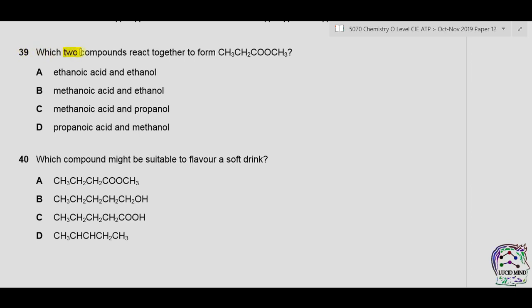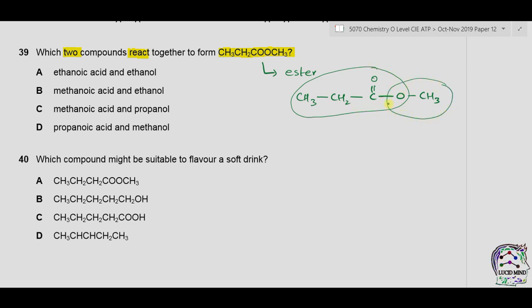Question 39. Which two compounds react together to form CH3CH2COOCH3? This is an ester. Let's draw the structure. We have CH3, CH2, then C double bond O, then CH3. So we can see that we have a 3 carbon carboxylic acid and a 1 carbon alcohol that can react together to form this product. So the carboxylic acid reactant will be like this: CH3, CH2, C double bond O, OH, and the alcohol will be of one carbon atom, so we have CH3OH.